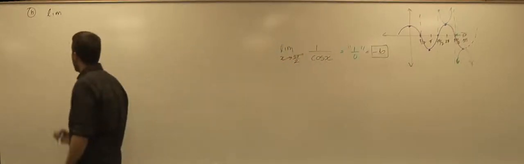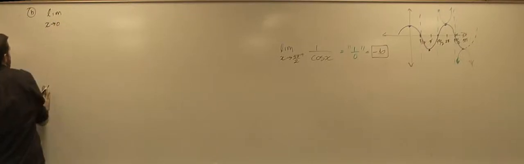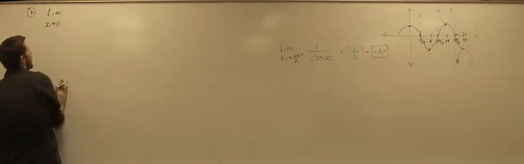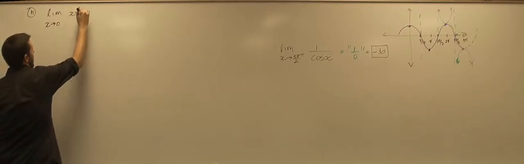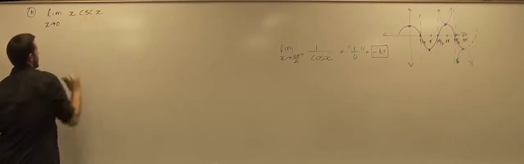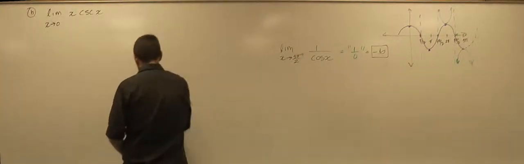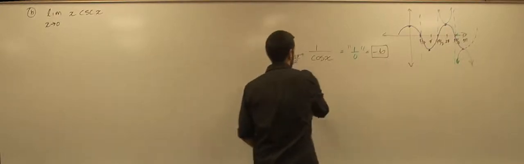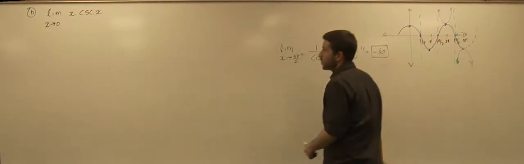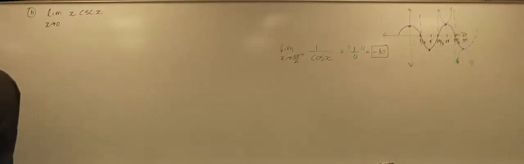Limit as x goes to 0 of x cosecant x. Zero. So you gotta be careful here. What happens? Infinity, yeah. What happens when you plug in 0?